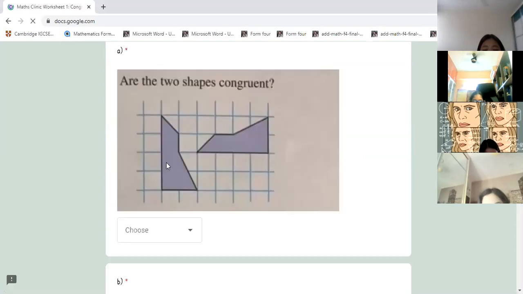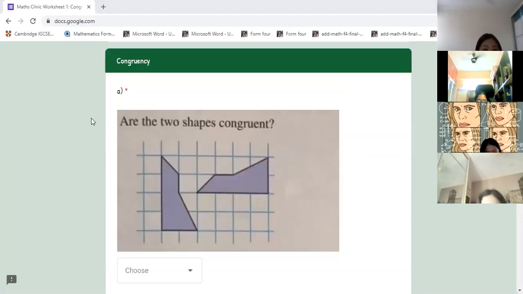So can someone, let's discuss now this one. Are the two shapes congruent? I am searching for my... Oops, okay, I found it. Wait for a while. Okay, I'm back.